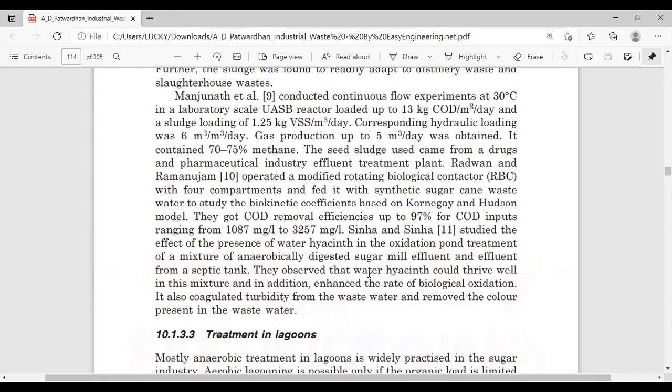Sneha and others studied the effect of the presence of water hyacinth in the oxidation pond treatment of a mixture of anaerobically digested sugar mill effluent and effluent from a septic tank. They observed that water hyacinth could thrive well in this mixture and in addition enhanced the rate of biological oxidation. It also coagulated turbidity from the wastewater and removed the color present in the wastewater.